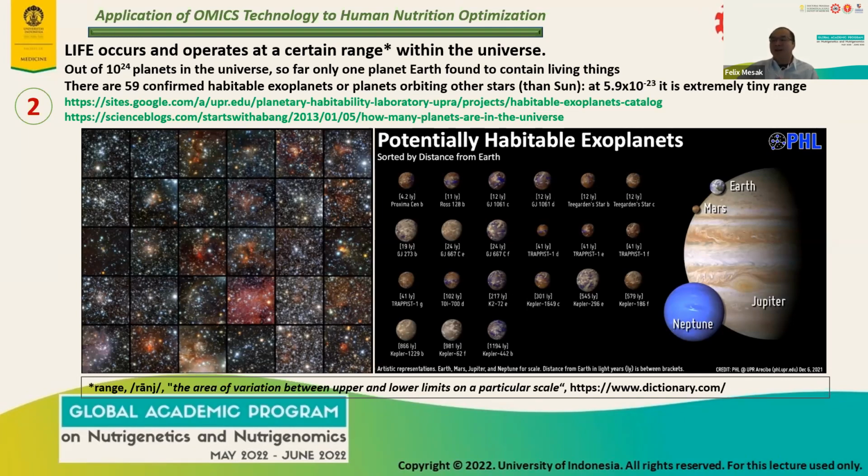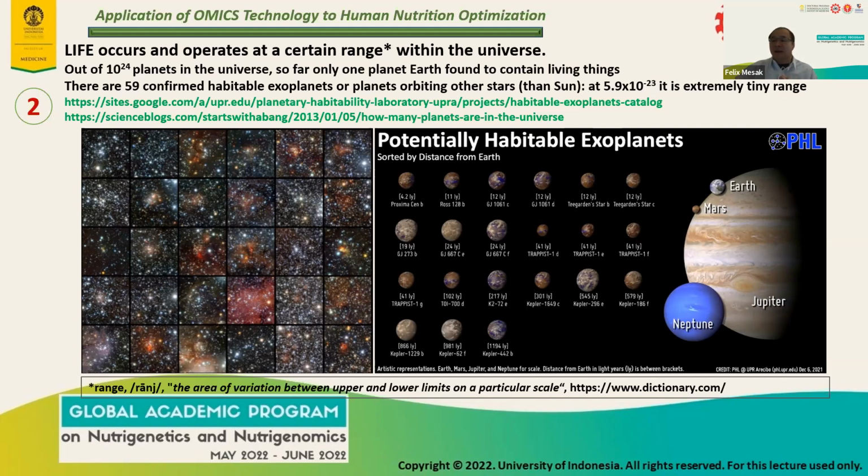There is only one planet, Earth, that contains life out of 10 to the power of 24 planets, or a trillion trillion planets in the universe. So far, there are 59 confirmed habitable exoplanets orbiting stars other than our Sun, at distances that are literally out of reach, discovered after decades of research.